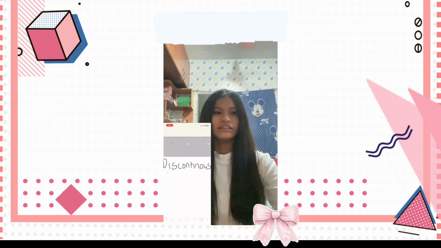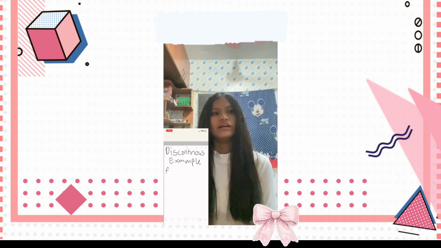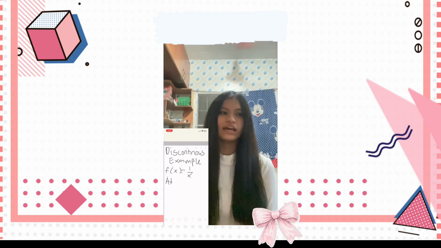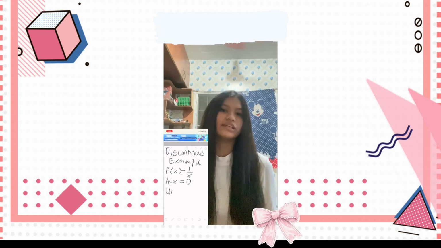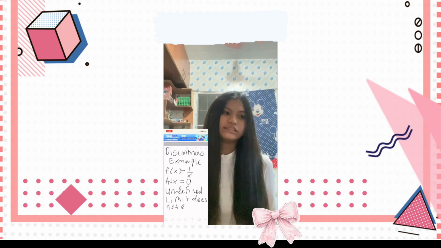Example 12. Last example. Discontinuous function f of x equals 1 over x. At x equals 0, the function is undefined. The limit does not exist. Therefore, it is discontinuous at x equals 0.